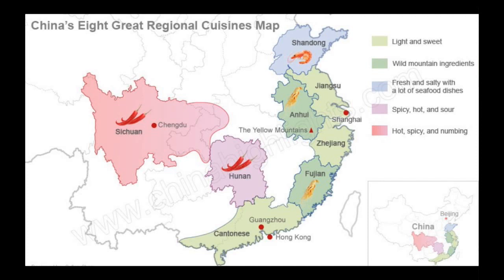Now, if you're not living in any of these areas of the 8 great regional cuisines, don't worry, you can try restaurants with all of them. In China, in every single city you go to, there will be restaurants that specialize in each of these types of cuisines and types of food. So be aware of what type of food you like before you go.